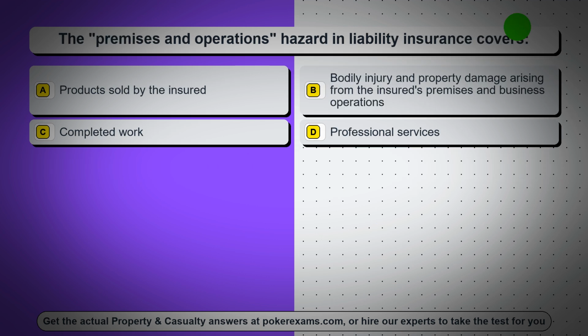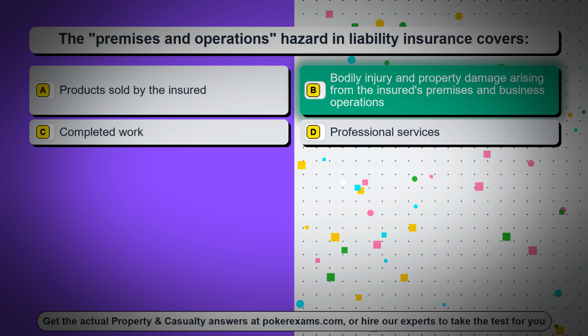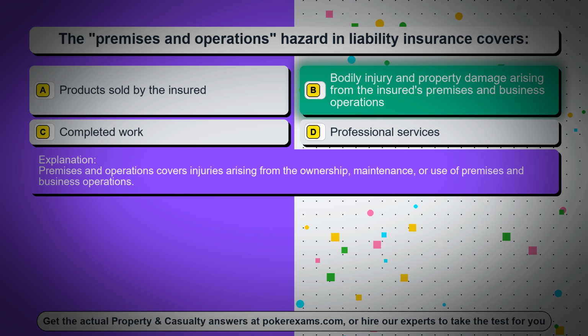The premises and operations hazard and liability insurance covers: Option A, products sold by the insured; Option B, bodily injury and property damage arising from the insured's premises and business operations; Option C, completed work; Option D, professional services. The correct answer is Option B, bodily injury and property damage arising from the insured's premises and business operations. Premises and operations covers injuries arising from the ownership, maintenance, or use of premises and business operations.